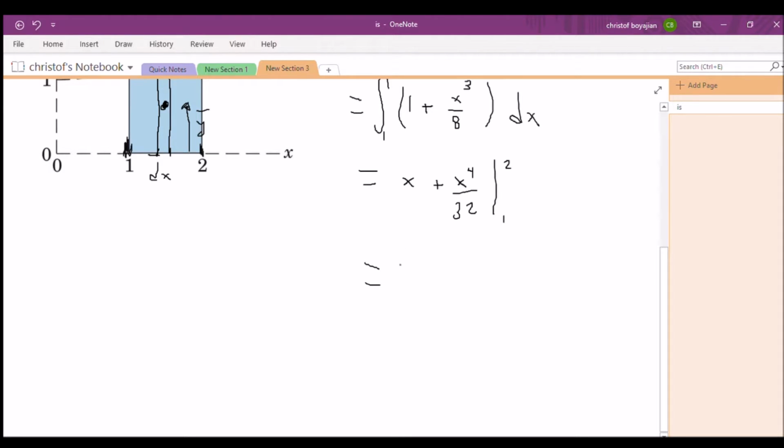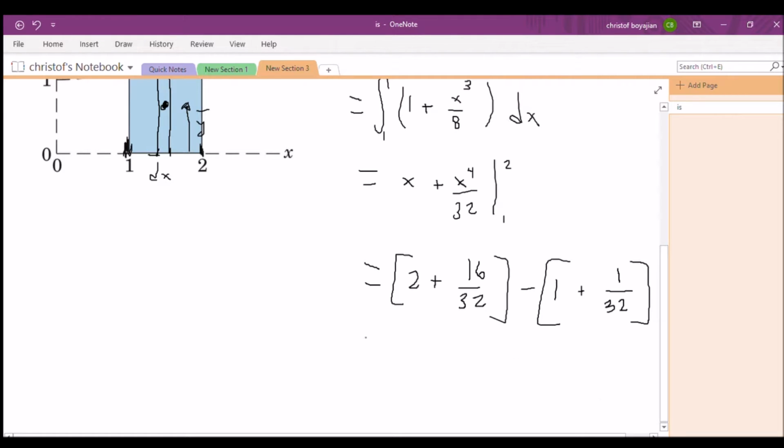Okay, now let's go ahead and evaluate this expression right here. So we're going to just plug and chug. So 2 plus 2 to the 4th, which is actually 16 over 32, subtracted by 1 plus, plug in 1 here, it's going to be 1 to the 4th, which is 1 over 32. All right. And for the sake of time, this actually simplifies to 47 over 32.